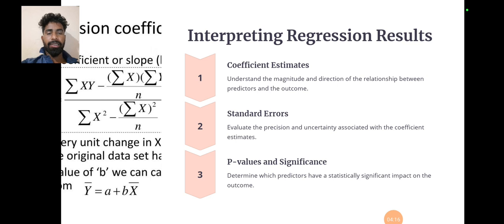Interpreting regression results. Coefficient estimates: understand the magnitude and direction of the relationship between predictor and the outcome. Standard errors: evaluate the precision and uncertainty associated with the coefficient estimate. P-value and significance: determine which predictors have a statistically significant impact on the outcome.